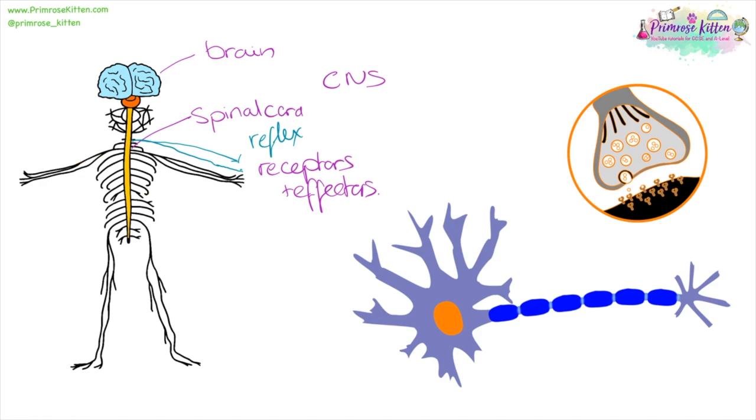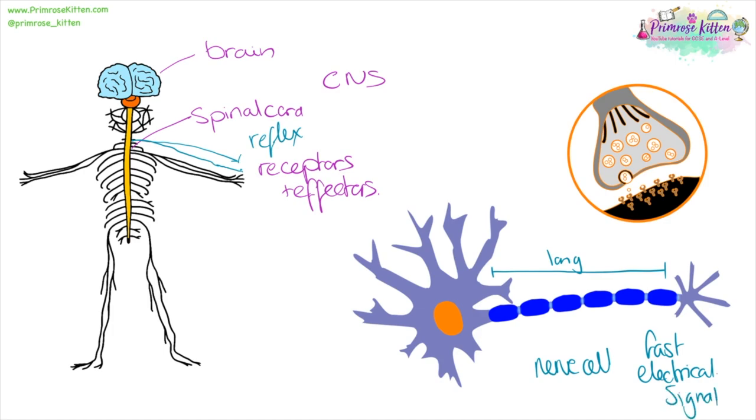The nerve cells involved in this are very long. So this cell body here is incredibly long. And this can send a fast electrical signal. However, when we come to transfer the signal from one nerve cell to another nerve cell, things slow down a bit because they have to cross a synapse. This is going to be a slow chemical signal, as the chemical has to be released, diffuse across the channel, and then be picked up and then initiate another electrical signal.